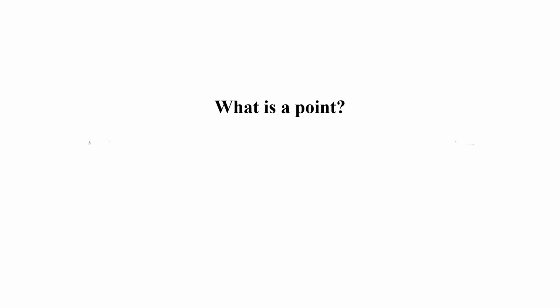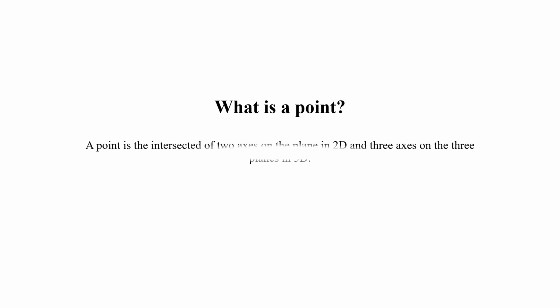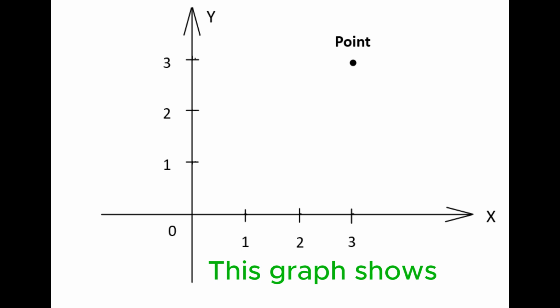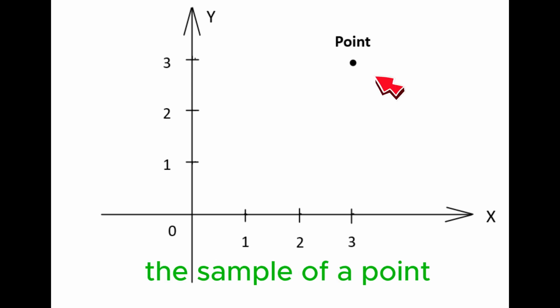What is a point? A point is the intersection of two axes on the plane in 2D and 3 axes on the 3 planes in 3D. This graph shows a sample of a point.